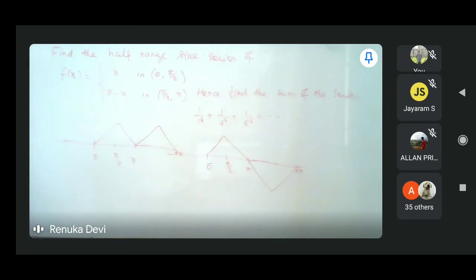This is even extension. Because it should be either 0 to 2 pi, or in this way, if you take minus pi to 0, okay, minus pi to 0 also we can take. Here, if it is symmetric about the y-axis, like that, this is even extension. This is the graph for odd extension. So similarly for the previous problem also we can draw the graph.